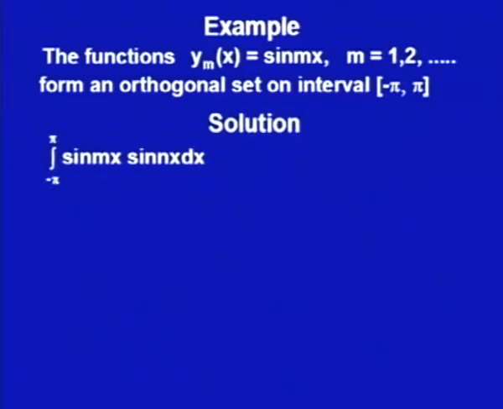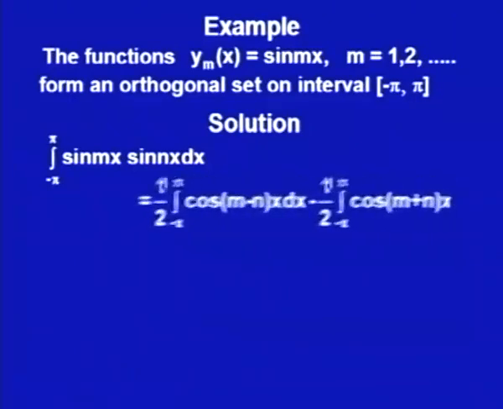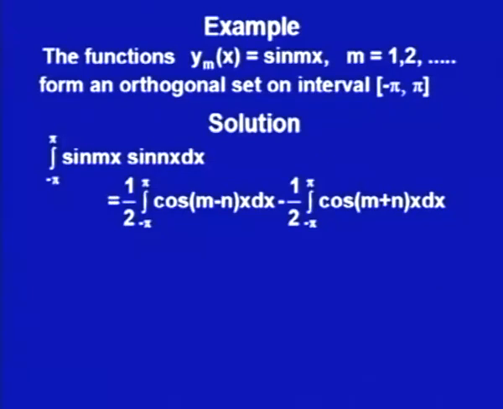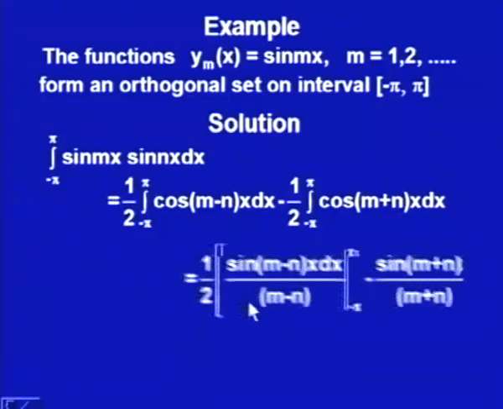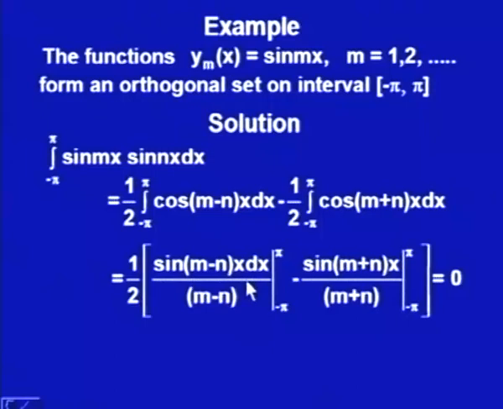So, the integral from minus pi to pi of sin mx sin nx with respect to x. Now, we do know sin mx sin nx we can write as half cos (m minus n)x minus half cos (m plus n)x. So, we are substituting it and putting this in the integral and breaking it into two integrals. Now, integrating both the integrals from minus pi to plus pi, we get half of sin (m minus n)x upon (m minus n) evaluated from minus pi to plus pi, minus sin (m plus n)x upon (m plus n), again evaluated from minus pi to plus pi.